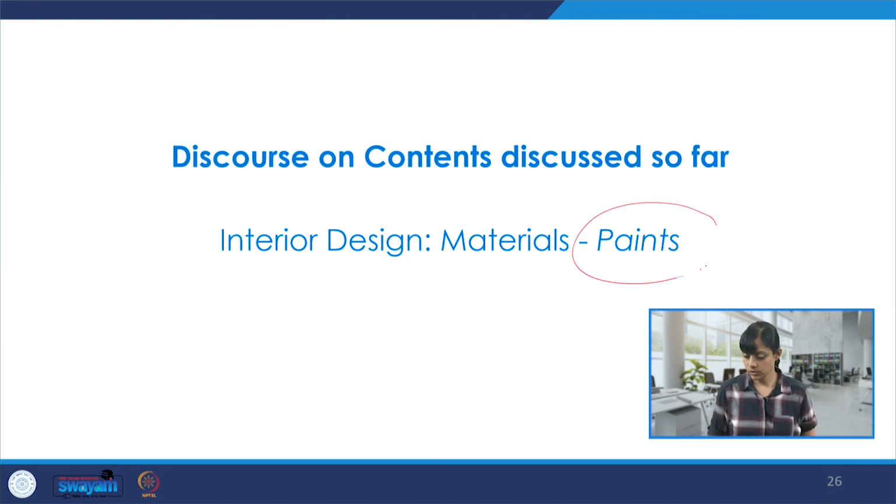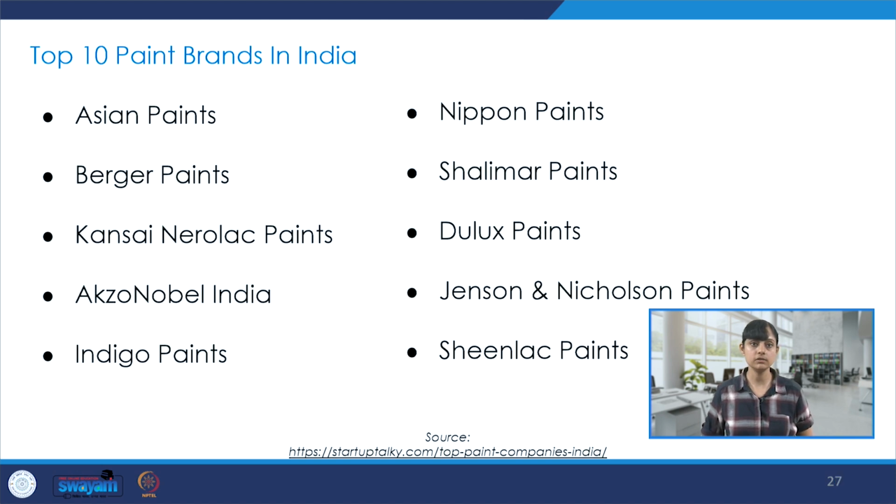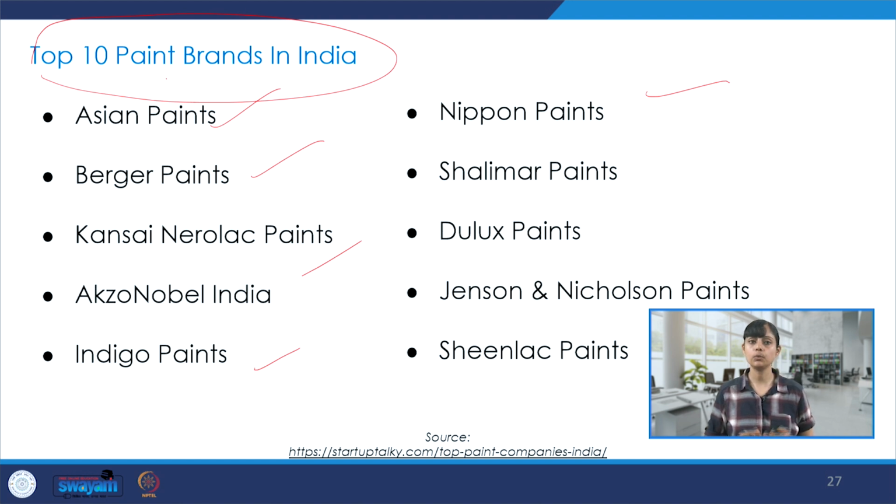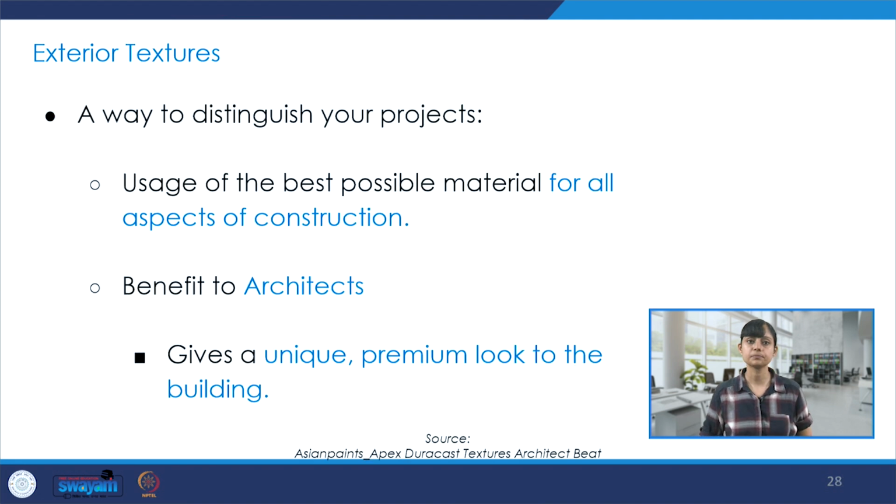Then we moved on to understand paints, which is also a very important material in the entire interior design industry gamut. We tried to understand the paint industry scenario, like the overall picture in India. We started with some popular brands, the ones listed over here. And then we took one case study specifically, and through Asian Paints, we tried to understand the details about paints and finishes and textures.